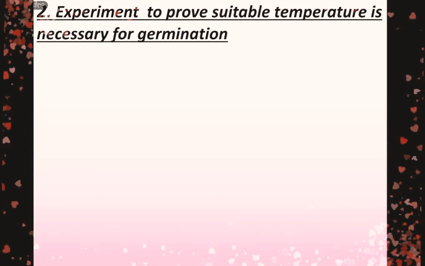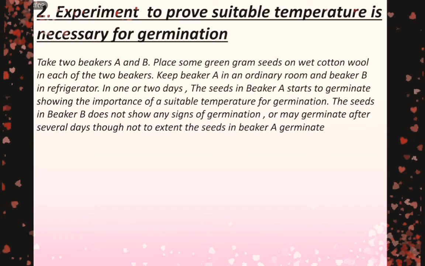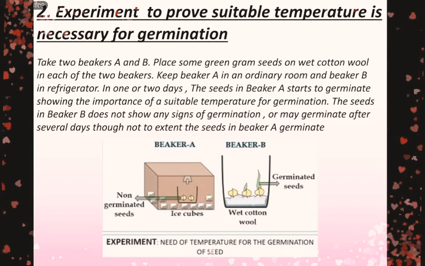Experiment to prove suitable temperature is necessary for germination. Again, take two beakers A and B, and place some green gram seeds on wet cotton wool in each of the two beakers. Keep beaker A in an ordinary room and beaker B in a refrigerator. In 1 or 2 days, the seeds of beaker A start to germinate, showing the importance of suitable temperature for germination. The seeds in beaker B do not show any signs of germination, or may germinate after several days, though not to the extent that the seeds in beaker A germinate.